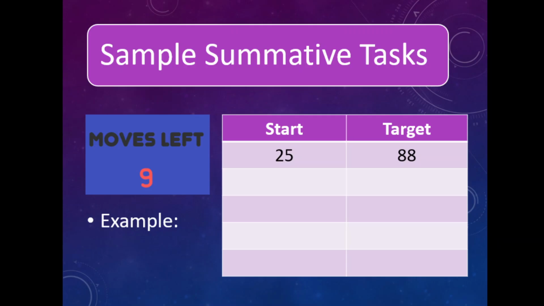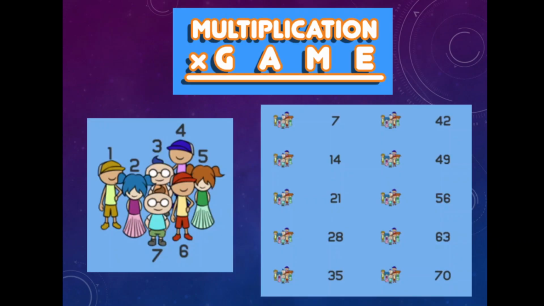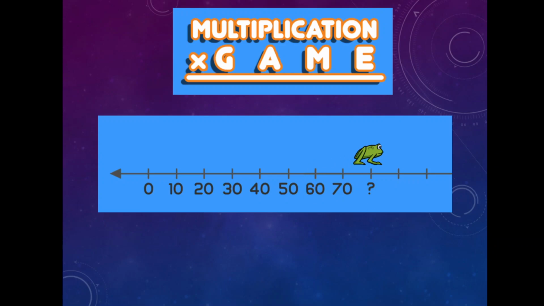Tapos for higher grade levels, you can also specify kung anong klaseng number ang gusto nyo. Gusto nyo ba decimal or integer? Ang mahalaga magbigay tayo ng example para hindi sila ma-stuck. Another app is multiplication. So dito, I suggest you download the app, play it. You'll see na may mga games related to skip counting. There are also games related to jumping on the number line. So makita nyo talaga yung palaka na tumatalon-talon. And you can use this for several competencies.